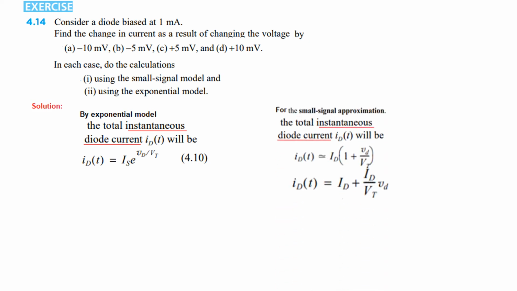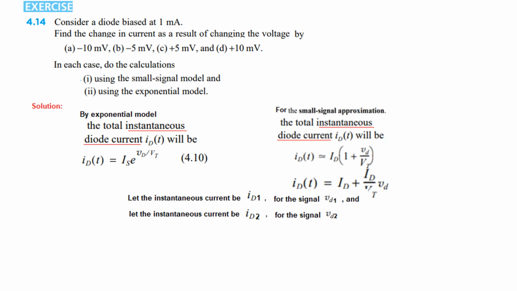And for the small signal model, we had seen that the instantaneous diode current can be written by this formula. So we'll be using these two formulas. Now let the instantaneous current ID1 be for the signal VD1. So when the small signal is VD1, this current is ID1, and when the small signal is VD2, the current is ID2. So we'll apply this technique here.